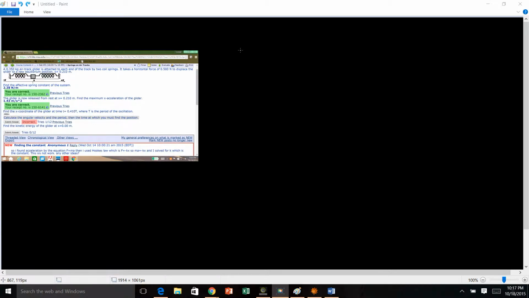So here you are asked to calculate the angular velocity, the period, and then the time at which you must find the position. So we know that the angular velocity, we have an equation for that. I'll write it over here. The equation is angular velocity equals the square root of k divided by m.